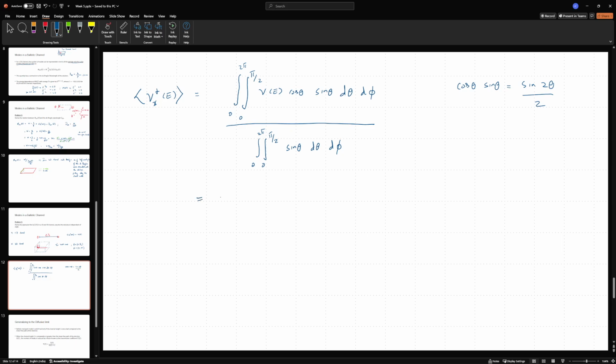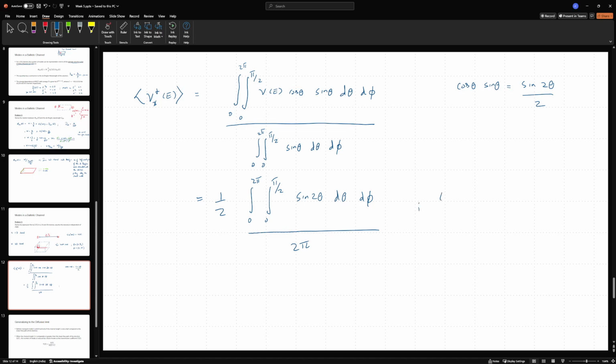So this is going to be 1 by 2 into integral 0 to 2 pi, 0 to pi by 2 sine 2 theta d theta d phi. Now, the denominator we can already integrate. This quantity, sin theta d theta from 0 to pi, is going to be minus cos theta evaluated between 0 and pi. So that is going to give me 2, and d phi is going to be 2 pi. So the denominator is 4 pi.